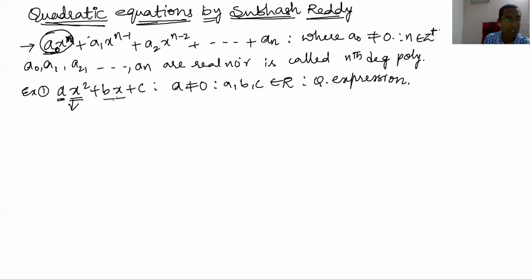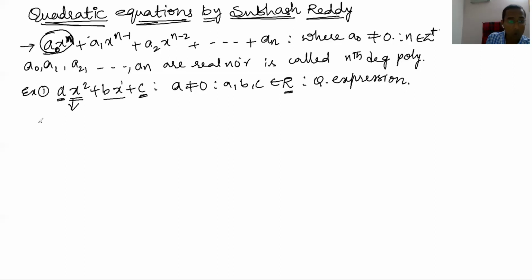This is called the linear term. What is this linear term? It is bx. This is the constant term. So a complete expression means these three terms should be present. If b is 0, then this is not called a complete expression. Okay, this is a quadratic expression, where a, b, c are constants, real numbers.